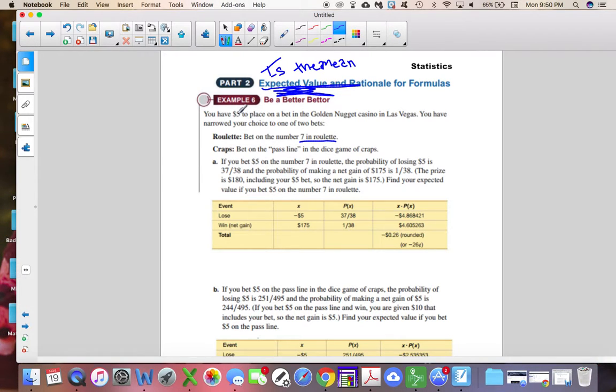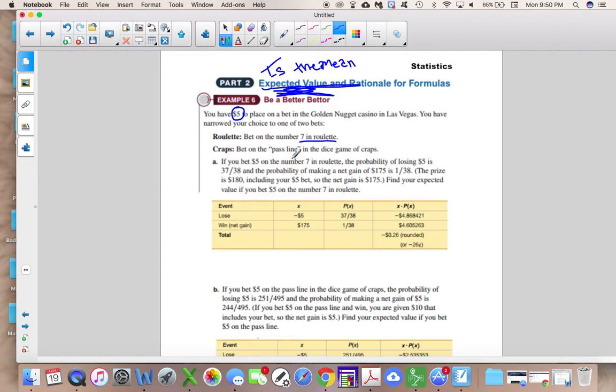So we only have $5 to bet. We want to decide which bet we're going to place. Which scenario gives me less of a chance of losing money, or if I'm going to lose money, losing the least amount of money? All right, so roulette and craps is what we're playing.